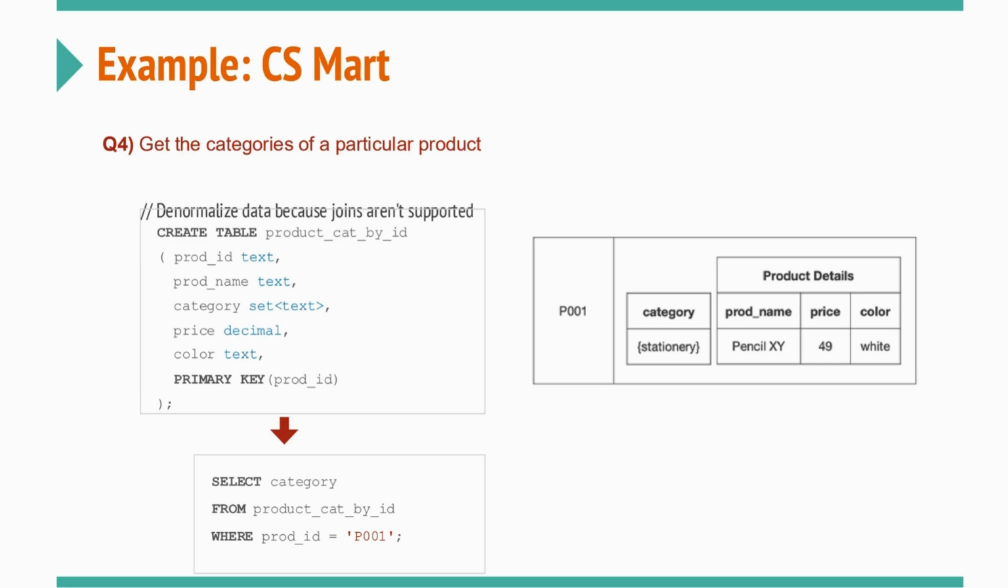So to satisfy our 4 query requirements, we created 4 separate tables. This is the essence of query-driven design in Cassandra.